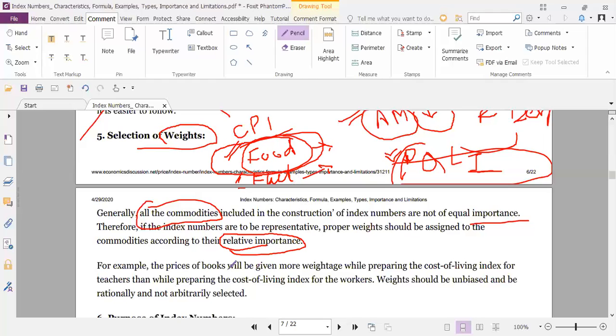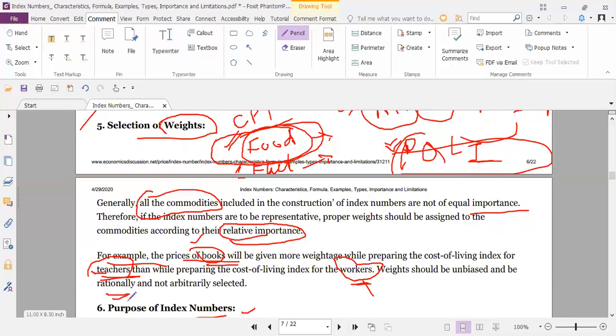For example, the prices of books. Yeah, here you can see an example. Prices of books will be given more weightage while preparing the cost of living index for teachers. When you're calculating the cost of living index for teachers, you assign more weightage to books than while preparing cost of living index for workers. So for workers, the books do not matter, right? Labor's books matter ಆಗಲ್ಲ ಅಷ್ಟೊಂದು. But ಅದೇ teachers books andre this is one of the most important commodity, right? For teachers, books are most important, but for laborers, workers, the books are not of that much importance. Therefore, the importance varies, you can see. Weight should be unbiased and be rationally and not abruptly selected. So you need to be very rational while assigning the weightage, right? It should not be biased.